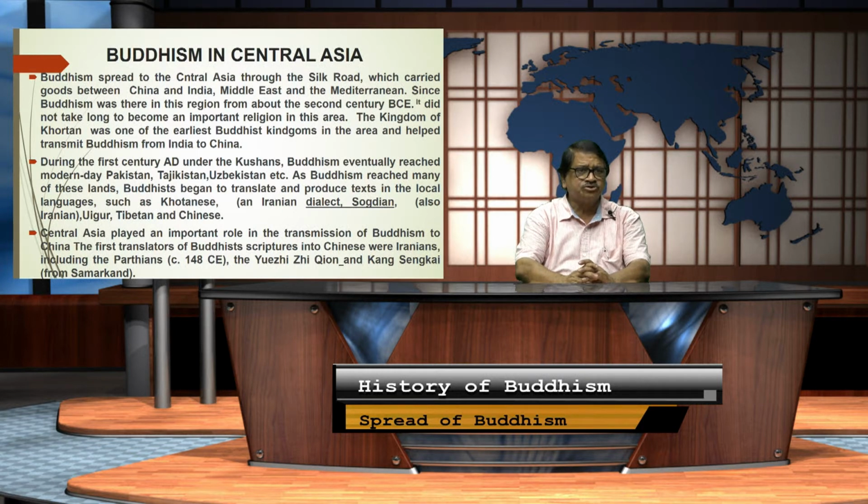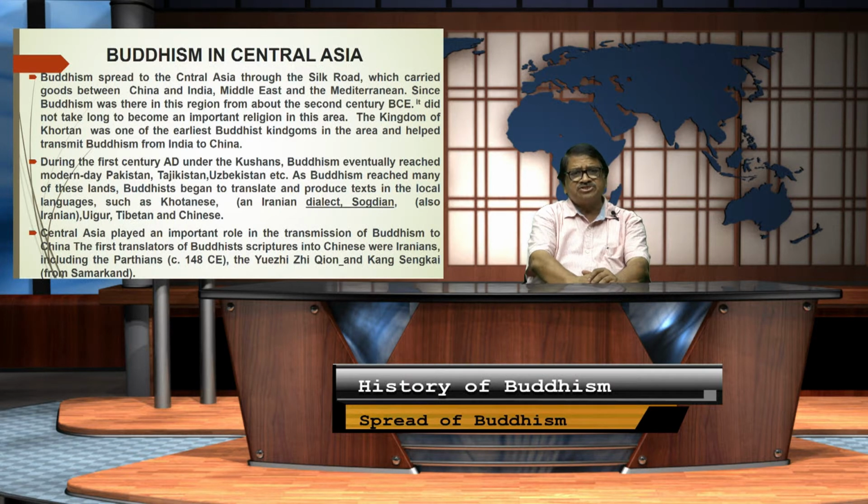The kingdom of Khotan was one of the earliest Buddhist kingdoms in the area and helped transmit Buddhism from India to China. It was a very significant moment. It was a very significant event in the history of Buddhism that Buddhism along the Silk Road spread into Central Asia, and from Central Asia it made inroads into China. During the 1st century AD, under the Kushanas, Buddhism eventually reached modern day Pakistan, Tajikistan, Uzbekistan, etc.